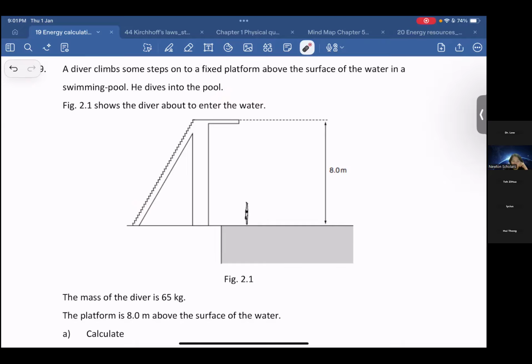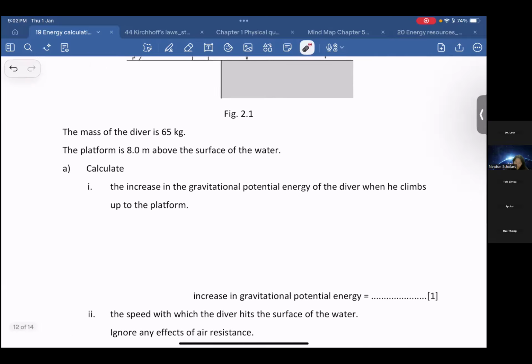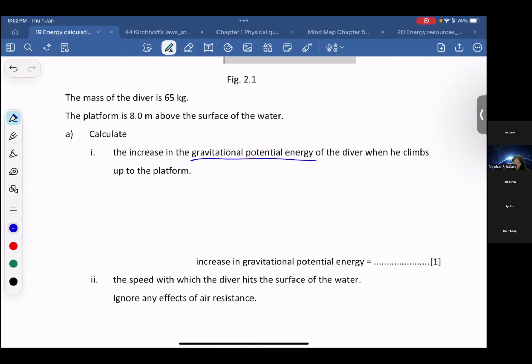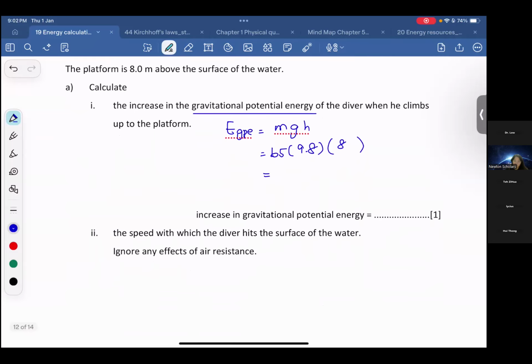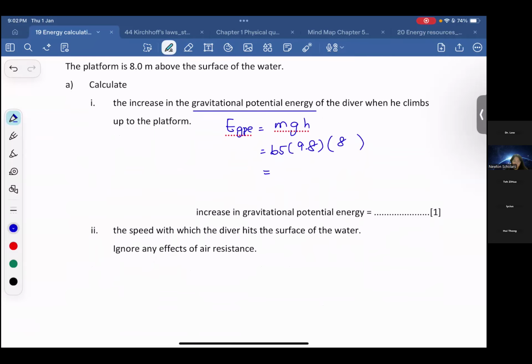Yes, correct, Angeline. Quite straightforward, nothing to be confused. The energy of GPE is mgh: 65 kg, 9.8, then the height is 8 meters. If you press your calculator, mine here is 5096. So we make it 2 or 3 significant figures, we will get 5100 joules. 5100 joules.